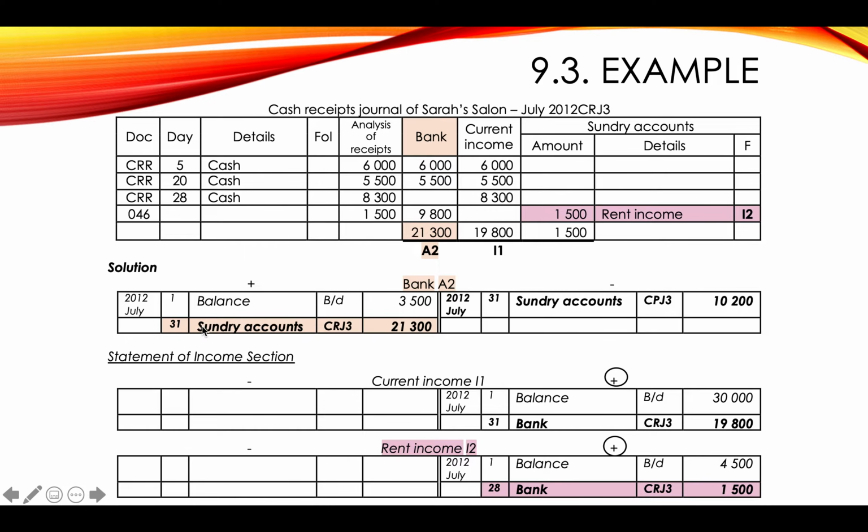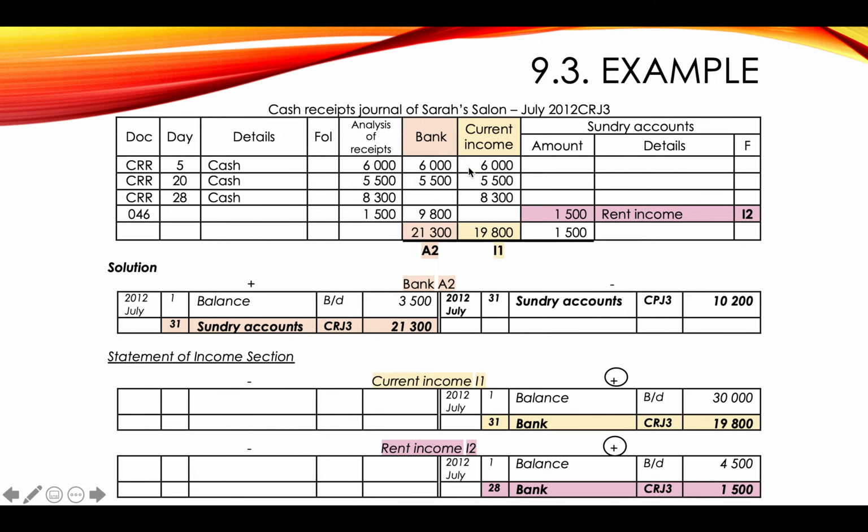The details is the name of the other account, but if you look at all of these entries in the bank account, you can see that they're in a variety of places. They're either in current income, but they're also in rent income. Over here, you could have said current income and rent income, but you probably don't want to write out that much, and therefore you are allowed to cheat a little bit and just call it sundry accounts, which means a bunch of other stuff.